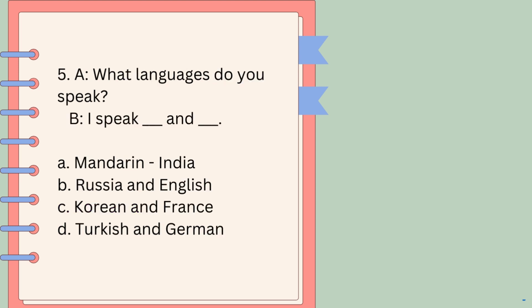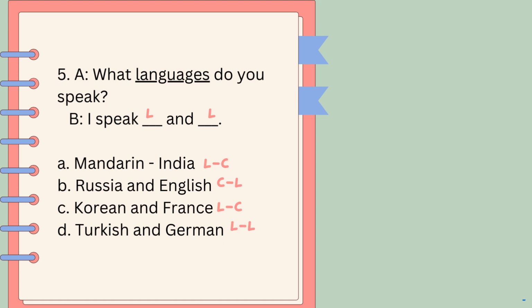Question number 5. What languages do you speak? I speak blank and blank. Let's underline the important word here. Languages. You need to find languages here. So, Mandarin and India: Mandarin language, India country. Russia and English: Russia country, English language. Korean and France: language, country. Turkish and German, this is language, language. This is exactly what you're looking for. I speak Turkish and German.